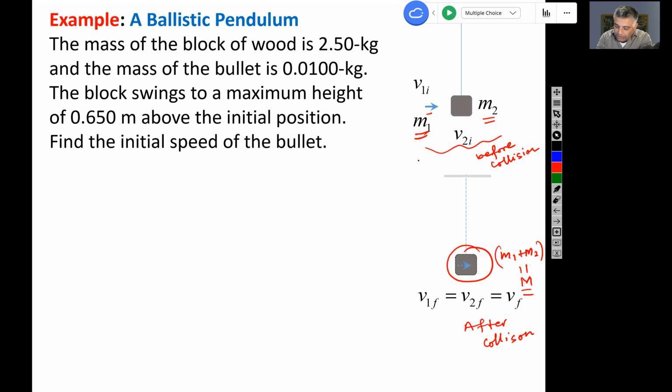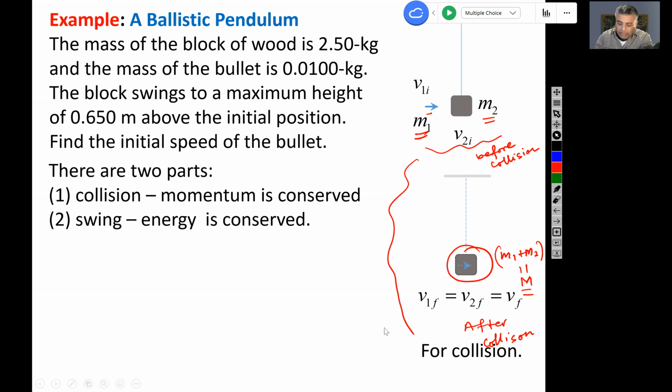Let's first use conservation of momentum. For the collision, momentum is conserved, and that's what we're going to be doing first, okay? So what are the things we know? M1 is 2.50. Oh, block of wood. That's not M1, that's M2. My bad. M2 is 2.50 kilogram.